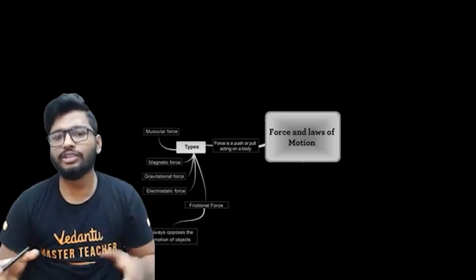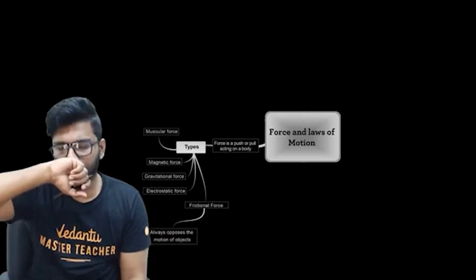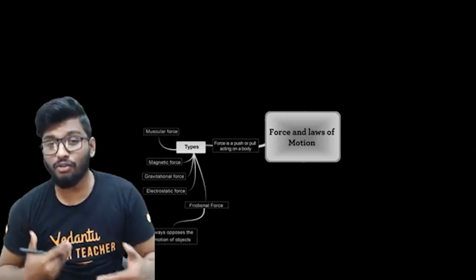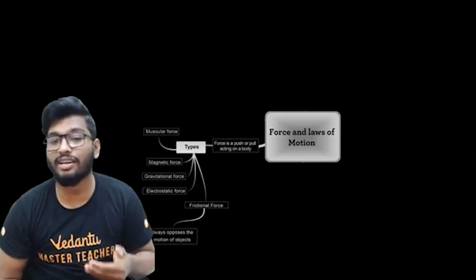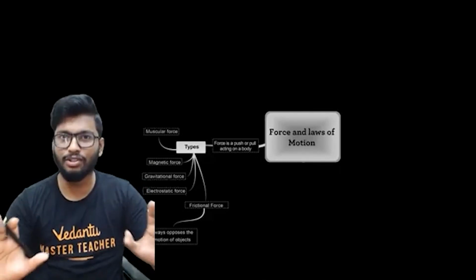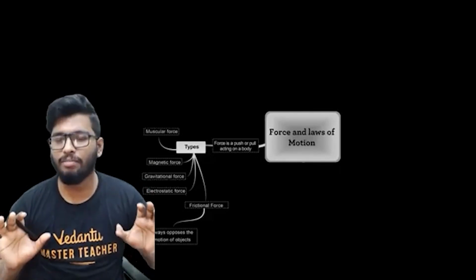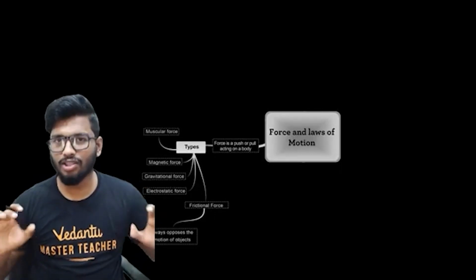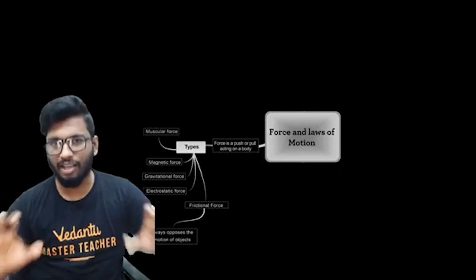So to start with motions, guys, if you talk about force again, force is nothing but the push or pull experienced by a body. So you have different types of forces. You have muscular force, magnetic, gravitational, electrostatic, and frictional. Muscular force is nothing but the push or pull that is exerted by using your muscles. Basically, pushing something or pulling something towards yourself using your muscles is your muscular force. It's basically a contact force.